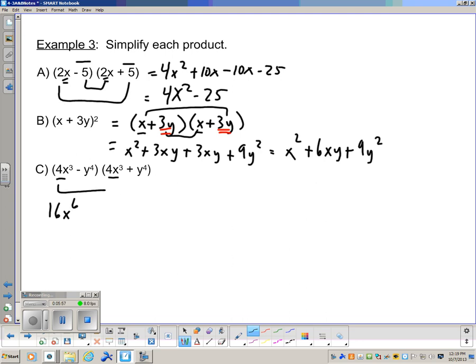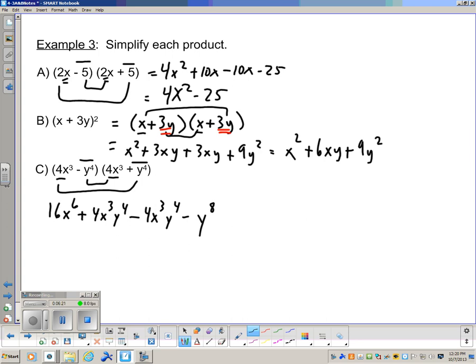And then we've got outers and inners. On the outside, we get plus 4x to the third, y to the fourth. Inners, we get 4x to the third, y to the fourth, and it's a minus. And then our last is going to be these two. We get a minus, adding the powers again. 4 plus 4 gives us 8.